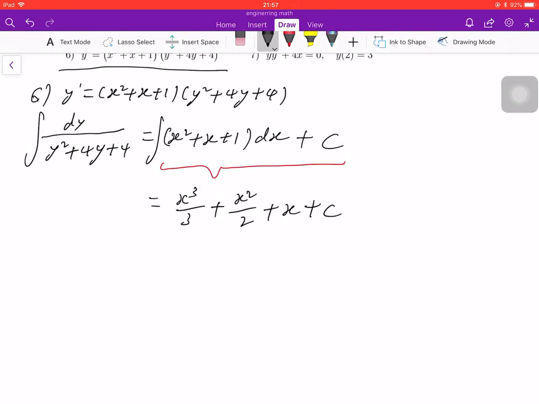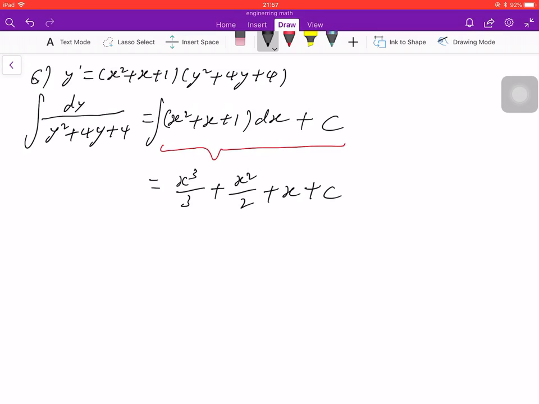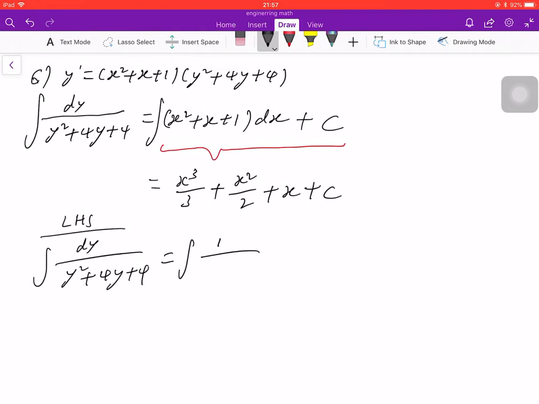Now we need to do the left hand side. The left hand side integration, we have dy divided by y squared plus 4y plus 4. So how are we going to do this integration? Well, we need to factor the bottom part of our integration. So this is equal to 1 over, y squared plus 4y plus 4 is equal to (y plus 2) squared, then this is the dy.